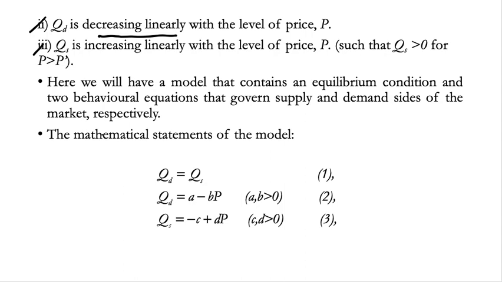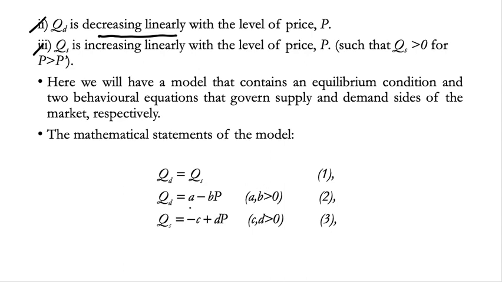So let's look at them in terms of the mathematical model. The equilibrium condition is number one: quantity demanded equals quantity supplied. And in expression 2 here, you can see quantity demanded equals A minus BP, such that coefficient A and coefficient B are positive.